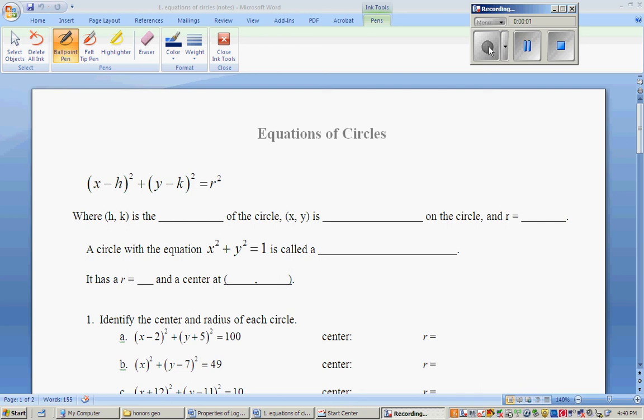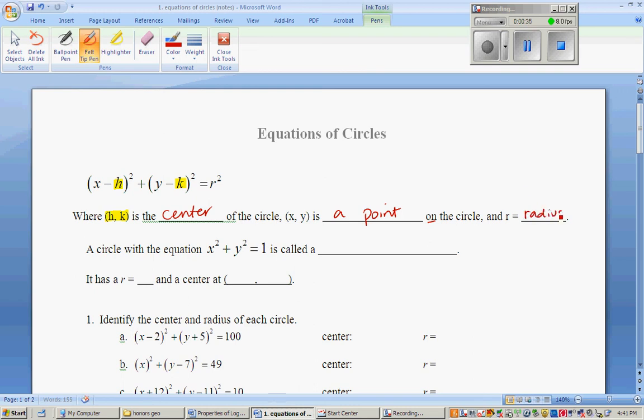How to write the equation of a circle. It's so easy, especially since it seems as though this equation is so hateful. But all we're going to do is just break down the parts. H and K are just the center of the circle. X and Y, that coordinate point, is a point that is on the circle. And R, as you can imagine, stands for radius.